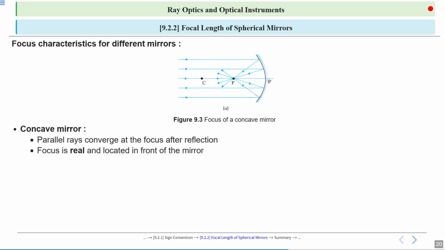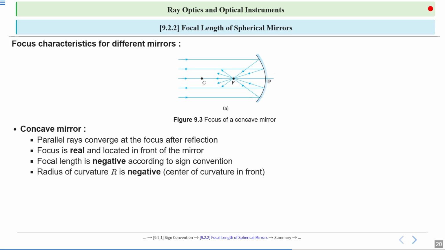Focus is real and located in front of the mirror. So this focus is real because these rays are actually converging at one point. Okay, so this focus is real and it is in front of the mirror. Since it is in front of the mirror, the focal length is negative according to the sign convention. Radius of curvature is also C. The center of curvature is in front of the mirror and the radius is the distance from the pole to the center of curvature. So we are measuring from the pole to the center of curvature. So the radius will also be taken as negative because the center of curvature is in front.